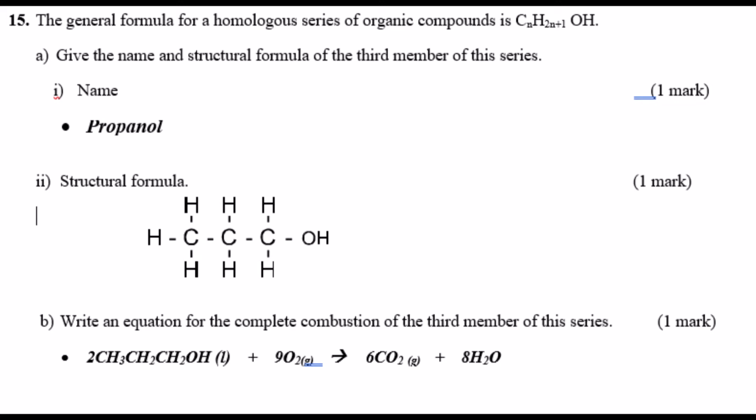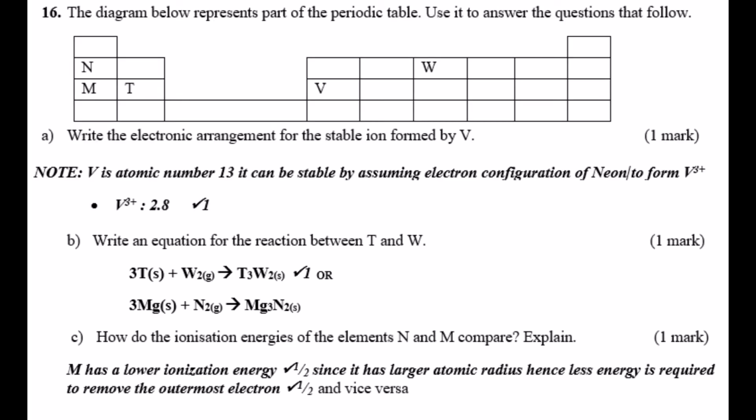Question number 16 on periodic table. The first thing you're asked to do is to write down the electron arrangement of the most stable ion of V. Remember, V is atomic number 13, just judging from its position in the periodic table. So with that, V will be stable by losing 3 electrons to assume the neon electron arrangement, that is 2,8.